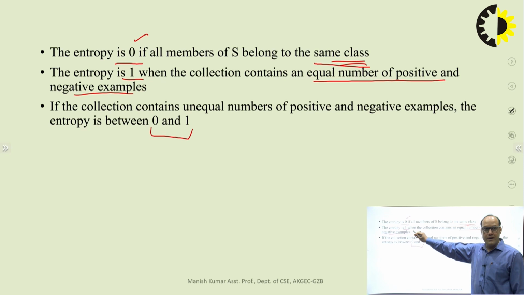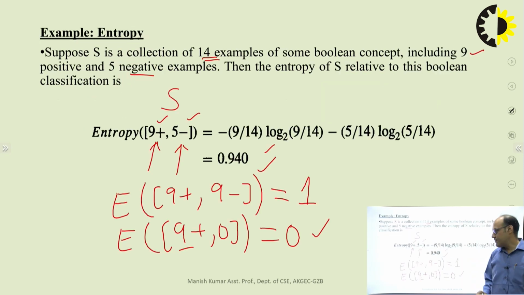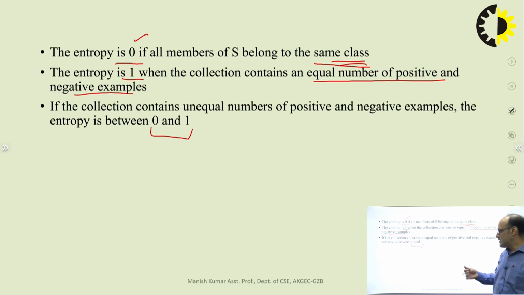The entropy will be 1 when the collection contains an equal number of positive and negative examples. For example, 9 plus and 9 minus. If in the given data set the situation is like this, we have 9 positive examples and 9 negative examples, then we need not calculate this value using the formula. We just put 1. So, this is the shortcut that you will keep in mind. If you calculate for 9 plus and 9 minus, this formula will give 1.